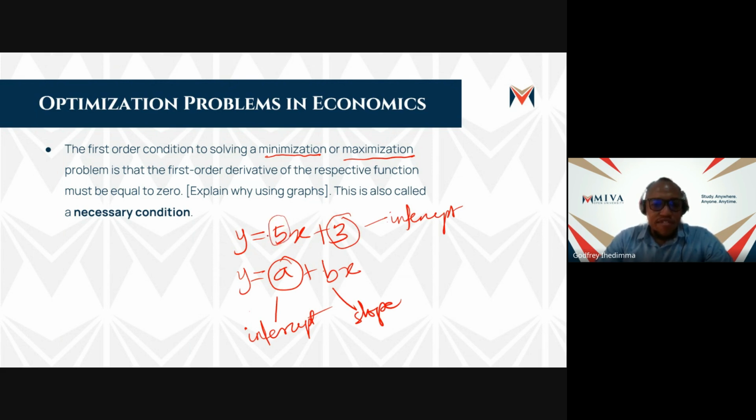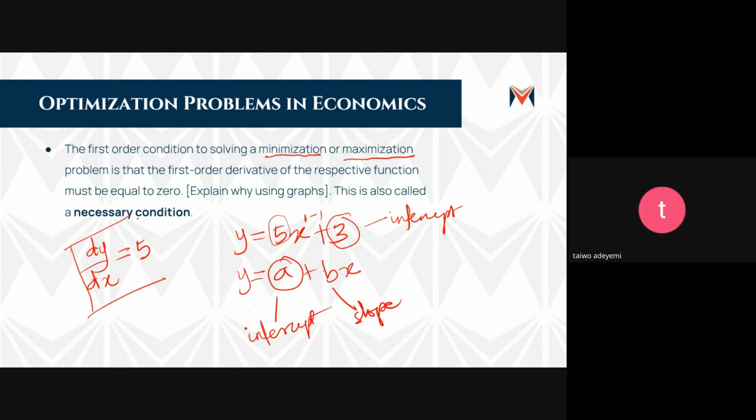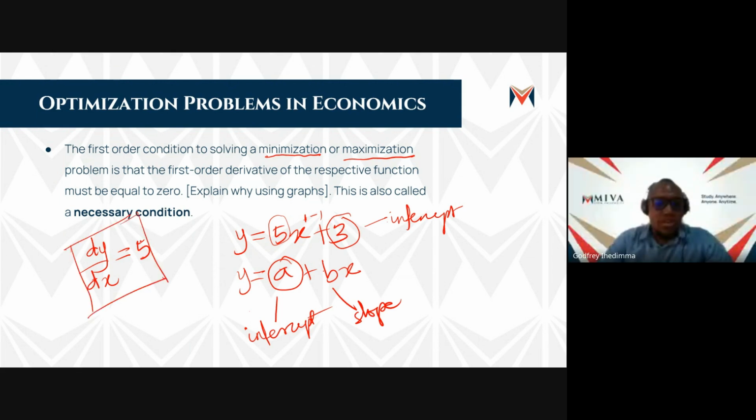If 5 is the slope, it means that if we differentiate y with respect to x, we should get 5, because this is 5x raised to power 1. 1 times 5 is 5. Then we have 1 minus 1, which gives us x raised to power 0. And anything raised to power 0, according to the law of indices, is equal to 1. So you can see that when you differentiate an equation, you are also looking for the slope of that equation.